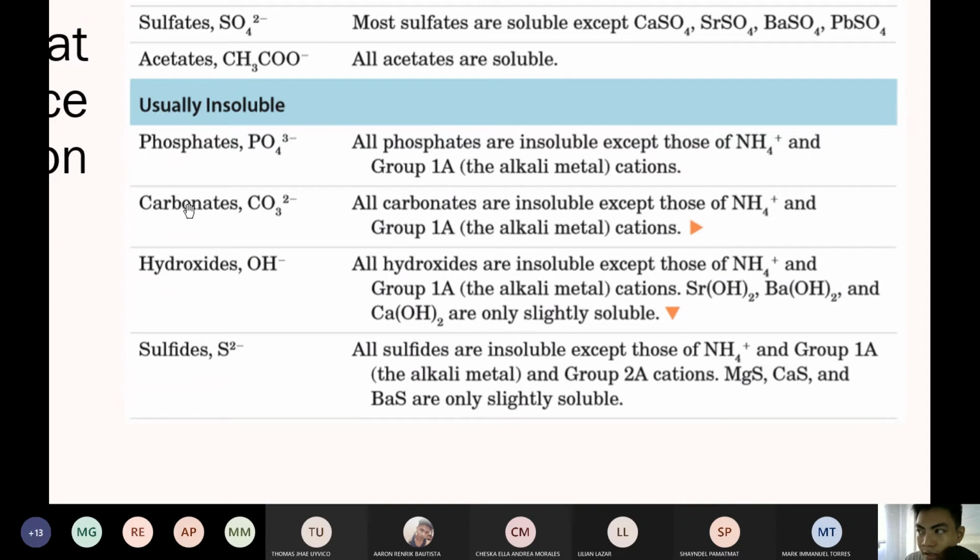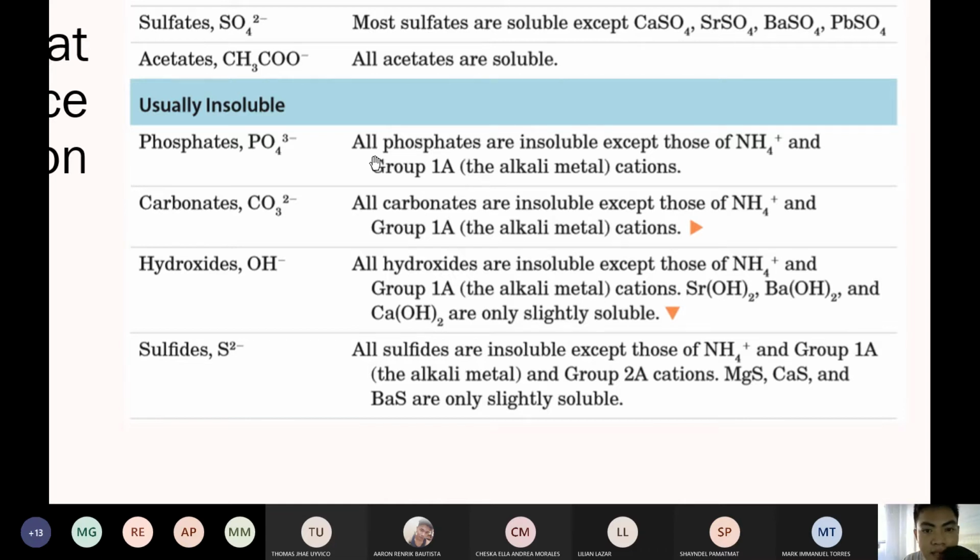Okay. So now, let's go to the next part, the usually insoluble. Okay? So, we have the phosphate, carbonate, hydroxides, and sulfides. Okay? So, for phosphates and carbonates, they are all insoluble except when you pair them with ammonium and group 1 metals. Okay? Because remember, ammonium and group 1 metals, they are always soluble. Ibig sabihin, kung kapartner nila ay sodium, potassium, lithium, madidissolve sila. Okay? However, when you pair them with other metals, okay, pag hindi siya group 1 or hindi siya ammonium, it will form precipitate.